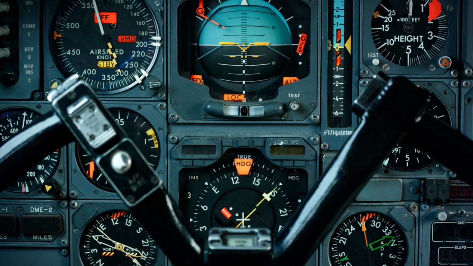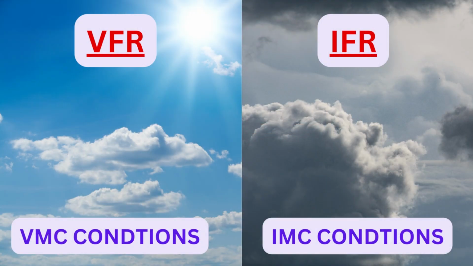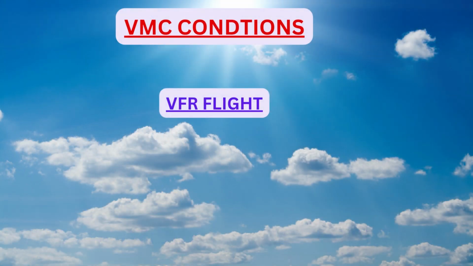So whether a flight can be IFR or VFR will be governed by the weather conditions prevailing at that point of time on the ground or in the sky. And these are called VMC condition or IMC condition. VMC condition is visual meteorological condition and IMC condition is instrument meteorological condition. So what is the VMC condition? VMC conditions must prevail for you to fly a VFR flight.